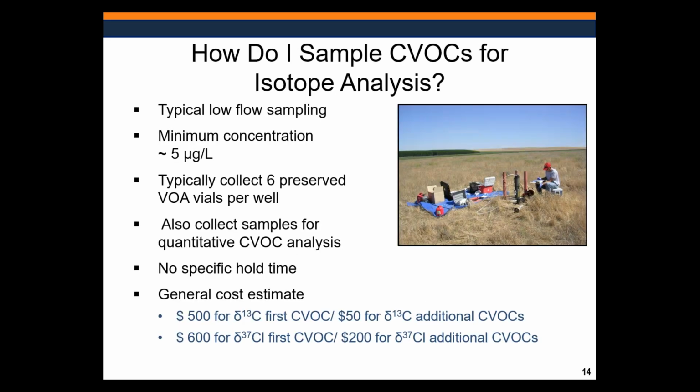Okay, so how do I sample to do CSIA for CVOCs? The good thing is, for those of you who do field work or supervised field work, it's no different than sampling for 8260. Typical low flow, concentrations on the order of 5 micrograms per liter. Some of the labs, you can talk to the folks and see what they really need in terms of concentrations. Typically, you'll collect 6 preserved VOAs.